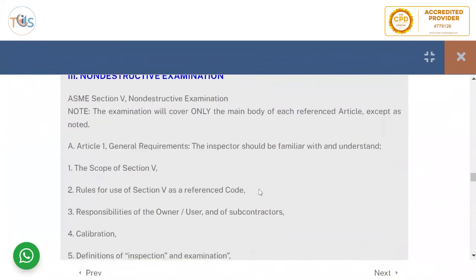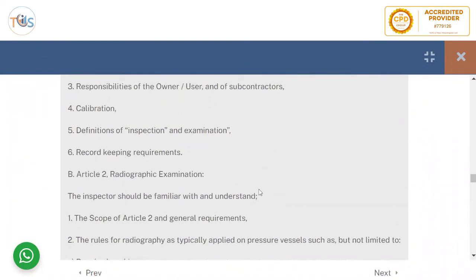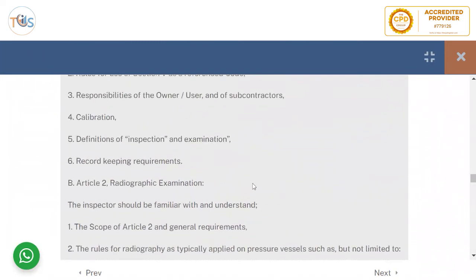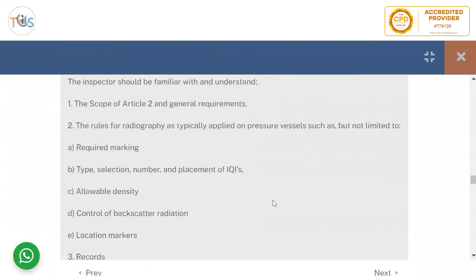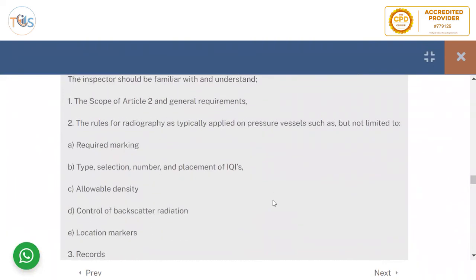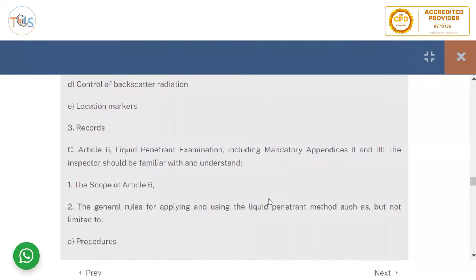Non-destructive examination: general requirements, calibration. There is a definition of inspection and examination we just explained, record keeping requirements, and then Article 2, radiography. Again, you should know about the reports, records, location markers, number of IQIs. They might ask you which IQI, and you need to go to ASME Section 5 if it's an open book question and find the IQI number. We'll have ample practice questions on this.